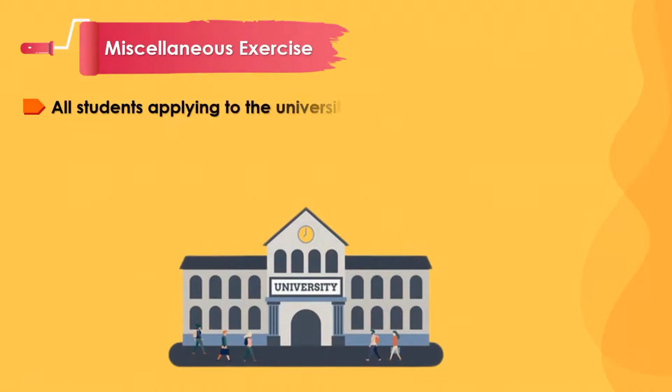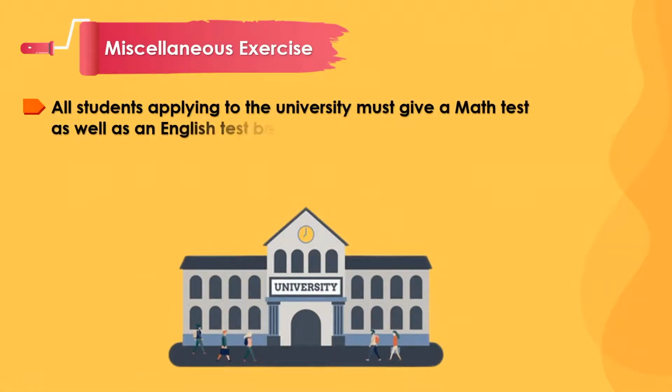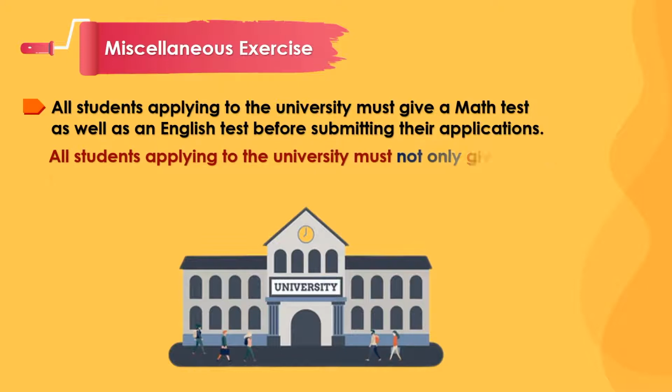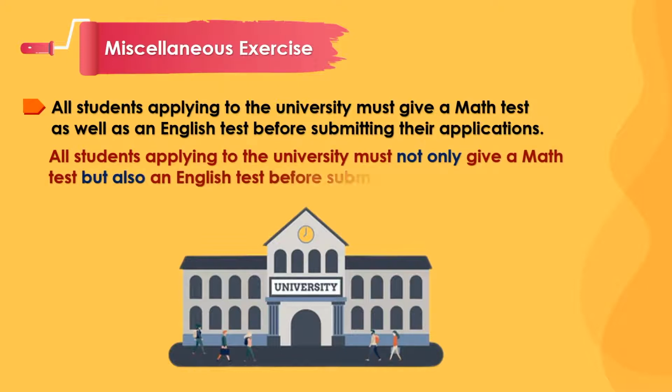All students applying to the university must give a math test as well as an English test before submitting their applications. So, we'll begin with all students applying to the university must not only give a math test but also an English test before submitting their application.